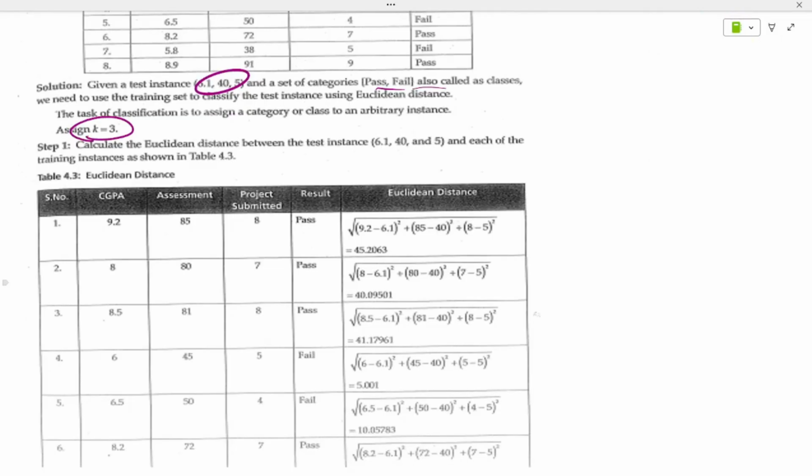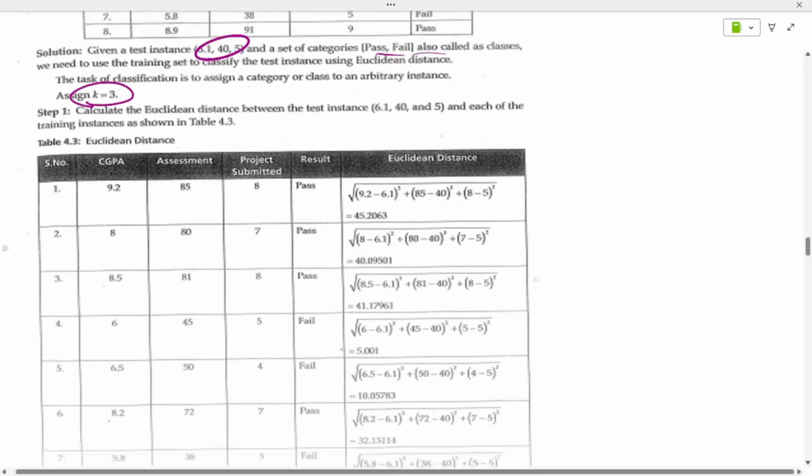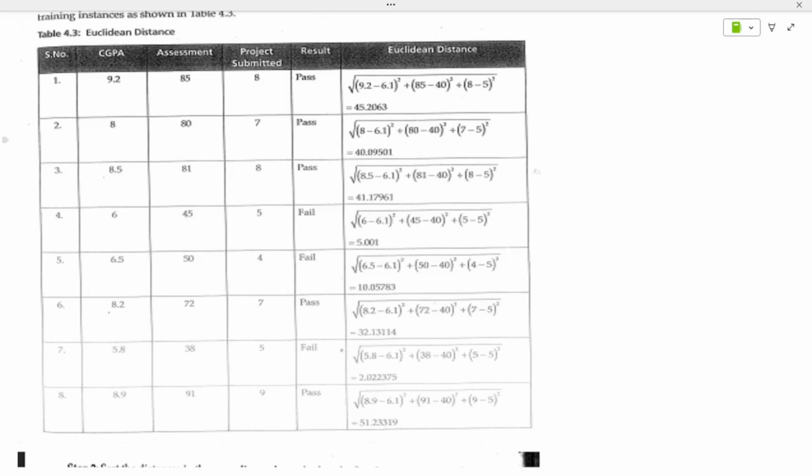First you will be finding out the Euclidean distance, because here it is 9.2 and the given test instance is 6.1, 40 and 5. You will be subtracting for all and finding out the Euclidean distance.